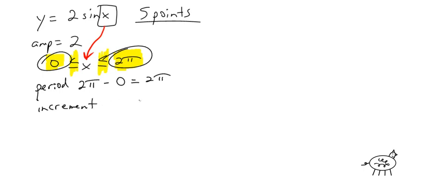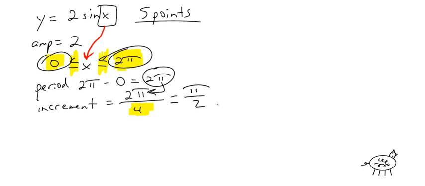And I don't believe this is in your book, but that's okay. It's something that I created here. And the increment is 2 pi, which is this value right here, the period, divided by 4. And that 4 is always 4 because I want 4 spaces in between, which will give me 5 points. All right. Anyway, if you do 2 pi over 4, that reduces to pi over 2. That's your increment.